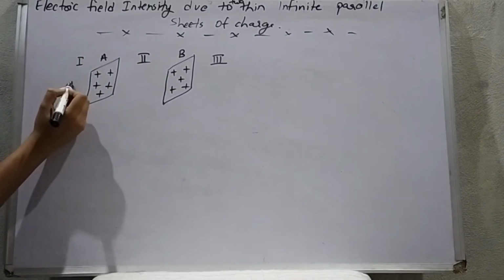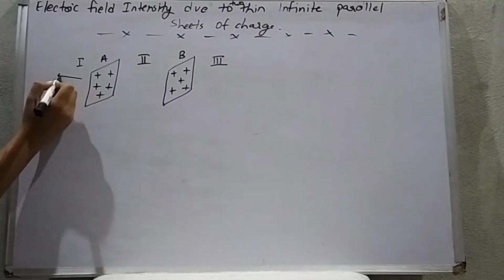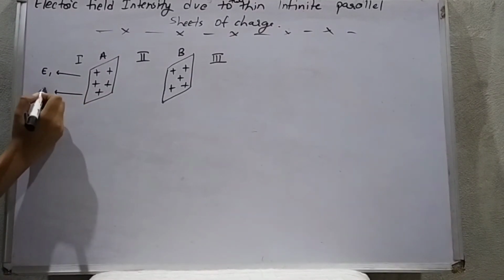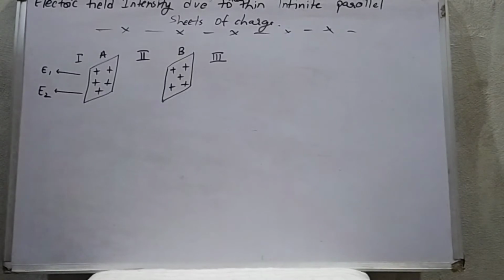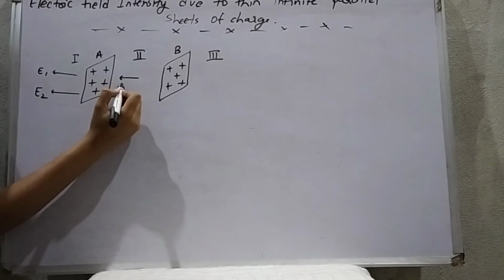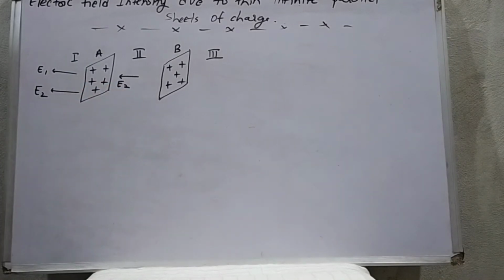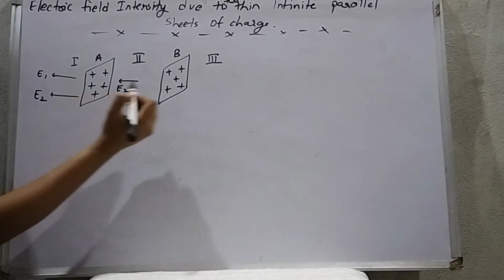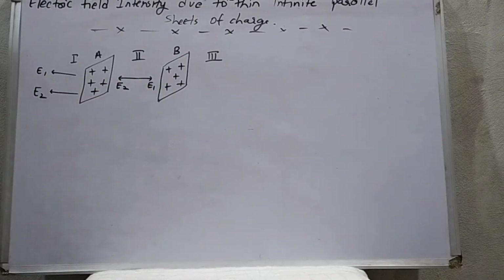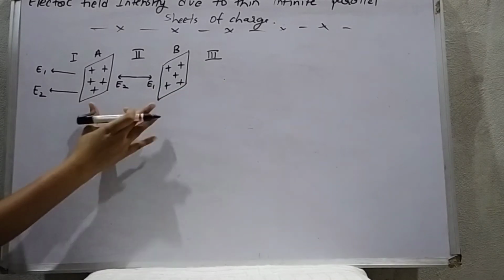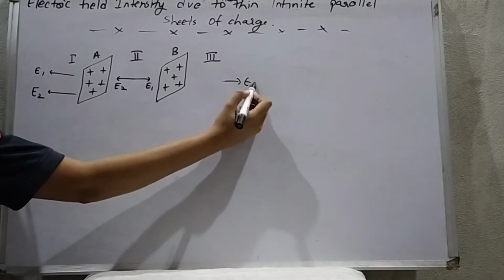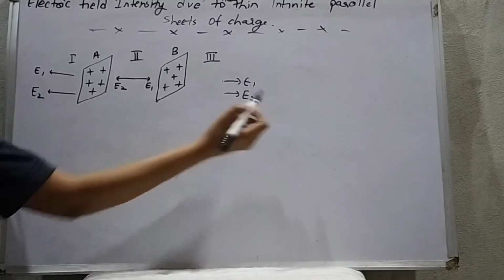Now here the electric field intensity due to this one will be in this direction. Since both are positive, the direction of both will be the same. Due to this positive sheet the electric field will be outward, and due to this one the electric field at this point will be in this direction. If we take a point here, the electric field due to this parallel sheet will be outward only. So here E1 and here also E2.